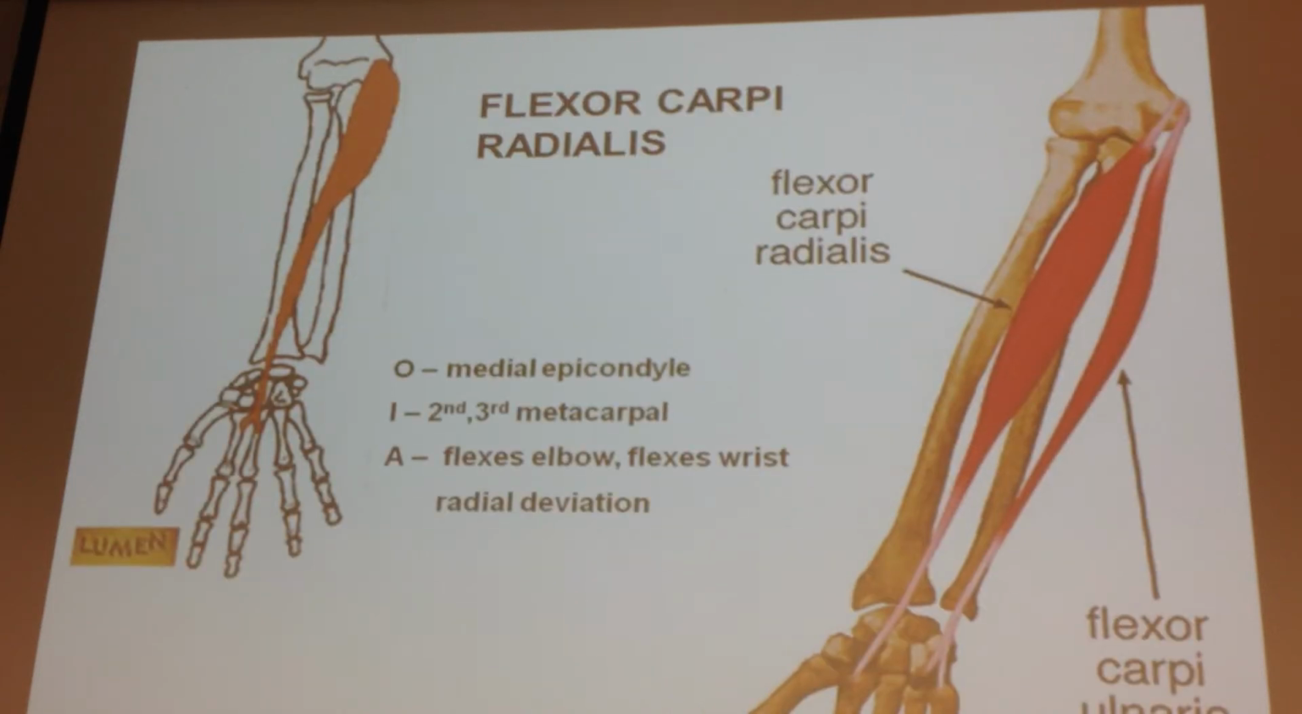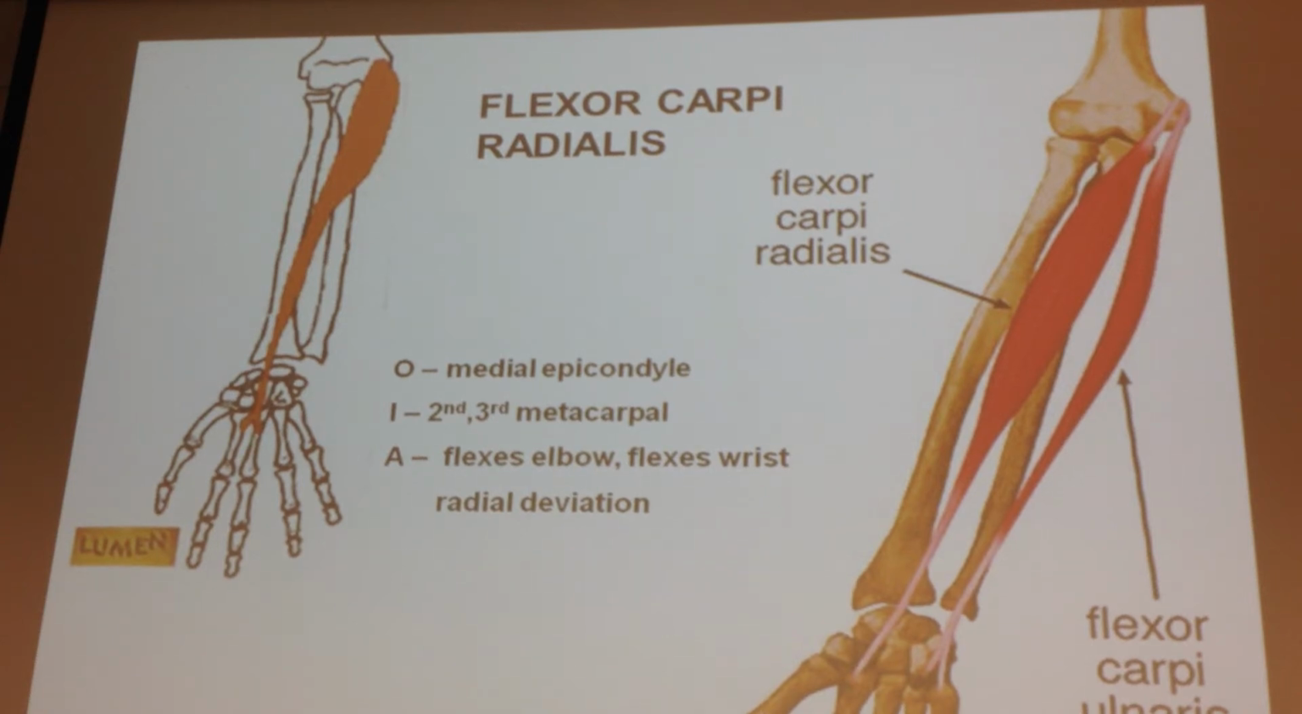So flexor carpi radialis is going to cross the wrist. Not only is it going to flex the elbow, but it's going to flex the wrist. When it crosses the wrist, it attaches to the lateral aspect. So not to the radius, even though it has radialis in its name, but on the radial side of the hand, to the 2nd and 3rd metacarpal. Right here.